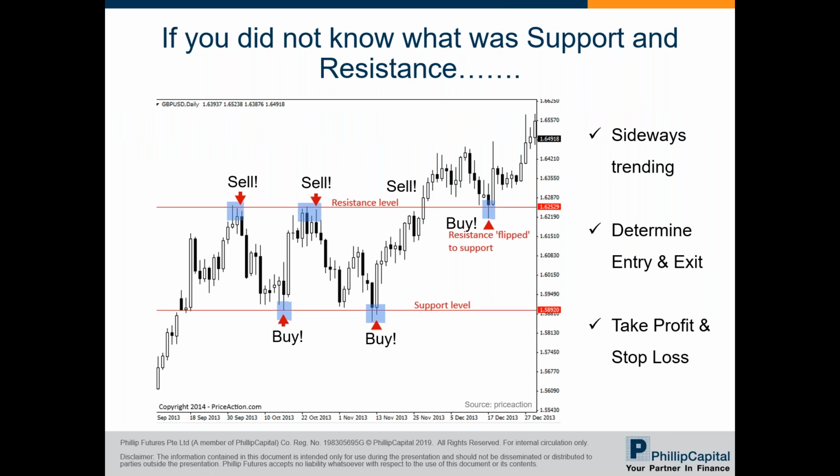So if you didn't know what support and resistance are, they're parallel lines to each other, straight horizontal lines that you can use during sideways trending markets. So obviously here you can see good places to sell, and then you can sell all the way down to where the support is. Here would be a good buy, and then after that go all the way up.